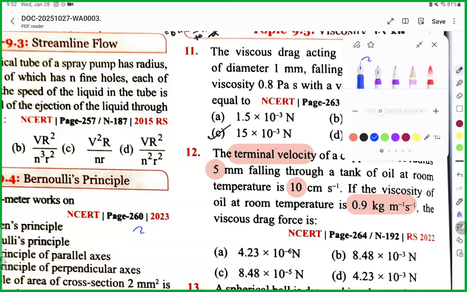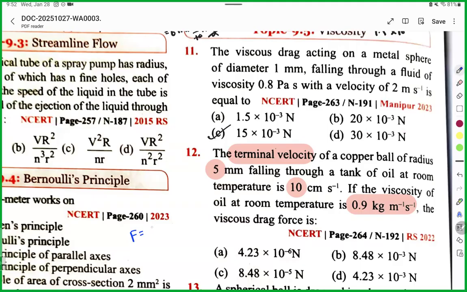Imagine, guys, this question is also exactly the same. Force is equal to 6 pi nRV. 6 pi, 3 something. What is the eta value? 0.9. Everything is in SI units. What is the r value? Radius is 5 into 10 raised to power minus 3. Velocity is 10 centimeter per second. If you convert into meter, this is 10 raised to power minus 1.